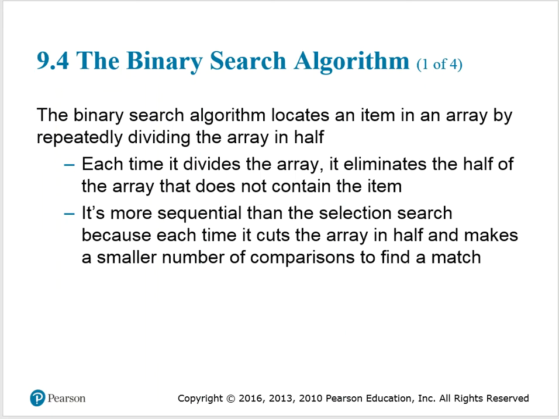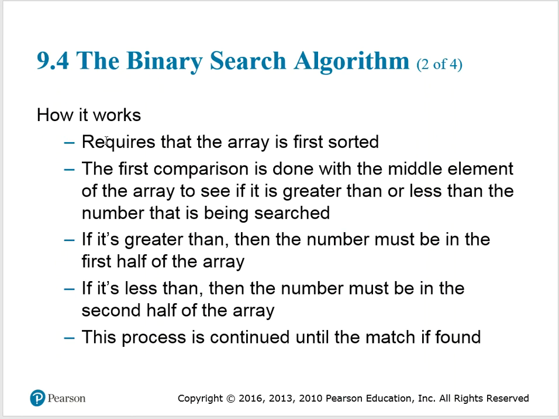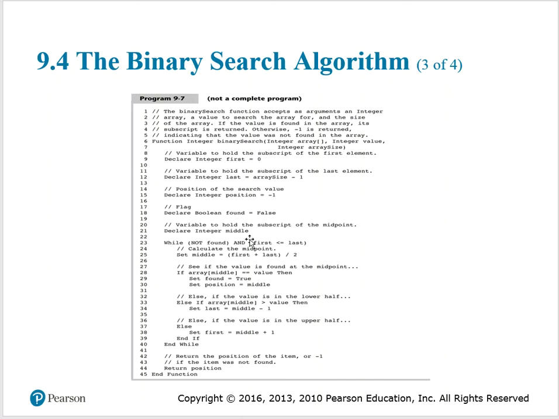The binary search algorithm, from the term itself, locates an item in an array by repeatedly dividing the array in half. Each time it divides the array, it eliminates the half of the array that does not contain the item. So it's more efficient than sequential search because each time it cuts the array in half, it makes a smaller number of comparisons to find a match. This is just the process of how it works. And of course, this is not a complete program, but it will also show you a binary search algorithm.